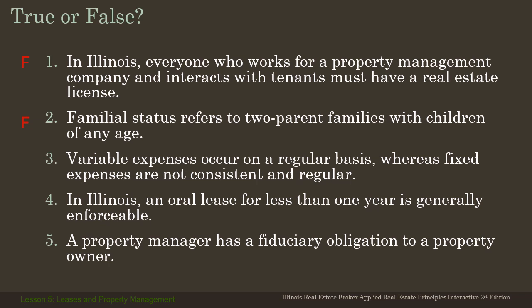Variable expenses occur on a regular basis. Fixed expenses are not consistent and regular. This is a property management accounting question, if you will. And that's false. Variable expenses vary month to month. Fixed expenses are pretty consistent and pretty regular. This is important to know when you're doing your annual budgeting, isn't it? Which are your variable expenses and which are your fixed expenses. The fixed expenses are a little easier to budget for than the variable expenses.